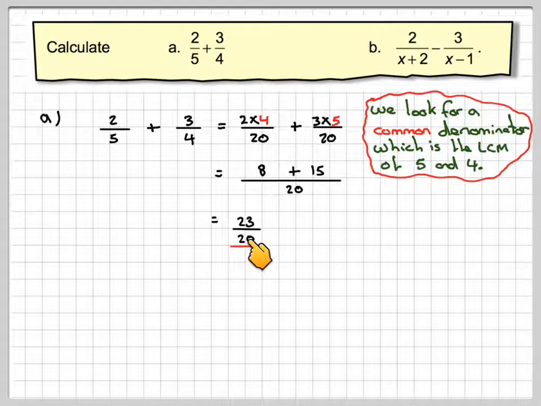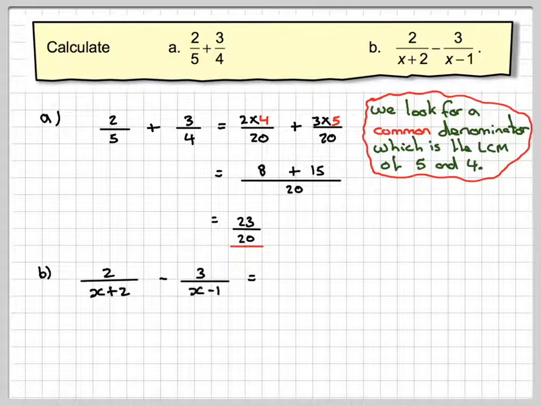This is an improper fraction, but we're going to leave it like that, or we could write it as 1 3/20. Now let's take the algebraic fraction, which is 2 over x plus 2 minus 3 over x minus 1. So the common denominator here was 5 times 4, which is 20, so we'd do a similar idea, but we don't actually multiply out the brackets, we just leave it as x plus 2 times x minus 1.